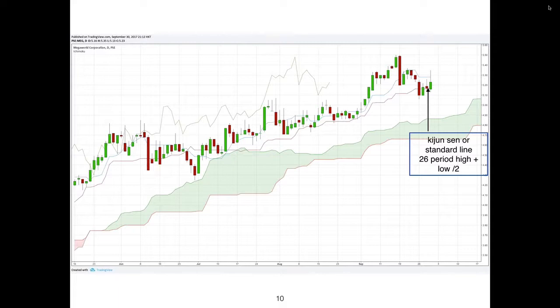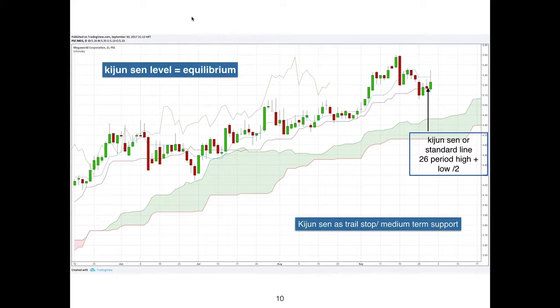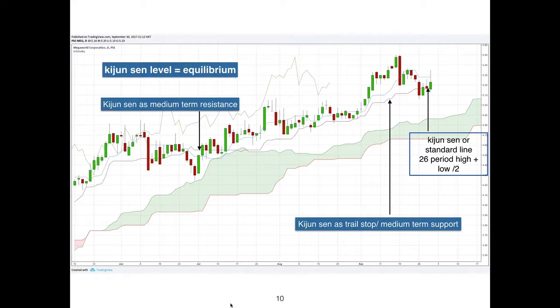So this means that if prices are too high, price will tend to correct back down. If prices are too low, it will tend to correct back up. Therefore, this is the medium-term resistance. It is also the medium-term support line.